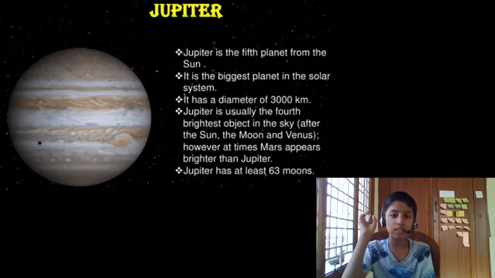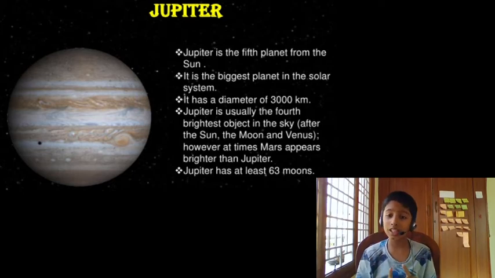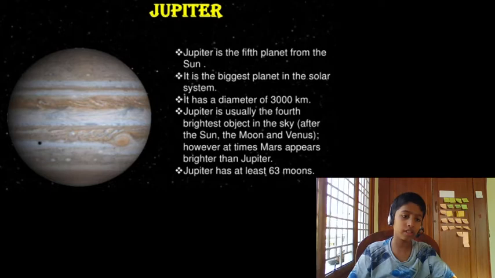Jupiter has at least 63 moons. Our Earth has only one moon, that is Luna, and Jupiter has 63 moons. I can't even believe that.